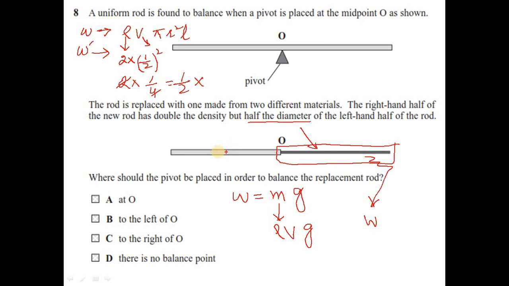That means the left hand side is heavier. It is heavier than the right hand side. So that means the center of gravity, this O, should shift left of O, somewhere here, to balance the rod again. So O must shift left of O.